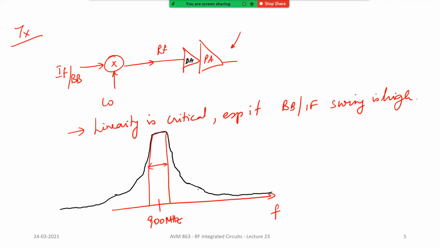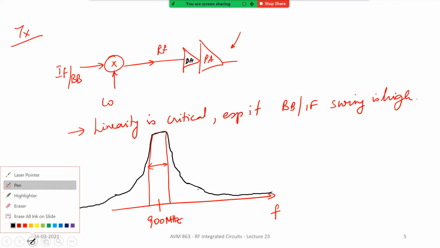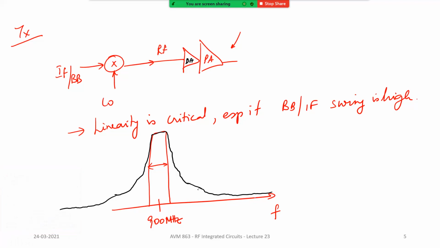So, all of them will have a fairly good amount of gain, and so the noise gets amplified, and the noise floor of the entire system is now increased. Okay. Now, let us assume, for example, let me say this is 900 and let's say 20 megahertz.